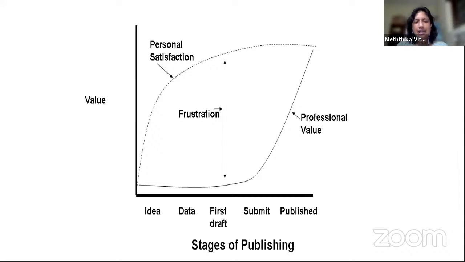So I will describe the graph. This graph is giving you the value of publishing in terms of personal satisfaction and professional value, right? The x-axis gives you the stages of publishing. At the very beginning, you get the research idea, you or your supervisor or whoever. At the time of the research idea, the professional value is less and the personal satisfaction is also less because you just have the research idea.